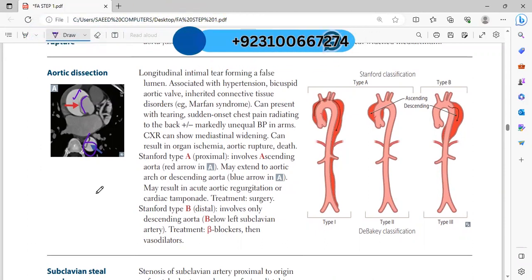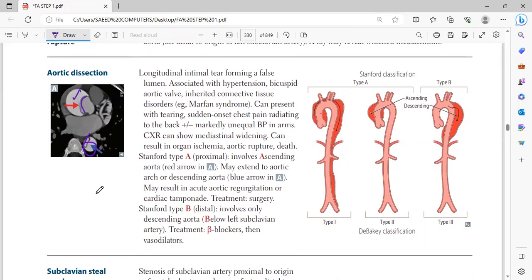Which one of them is the most common risk factor for aortic dissection? It is hypertension. Others are bicuspid valve and inherited connective tissue disorders like Marfan syndrome. It can also be common in Ehlers-Danlos syndrome.